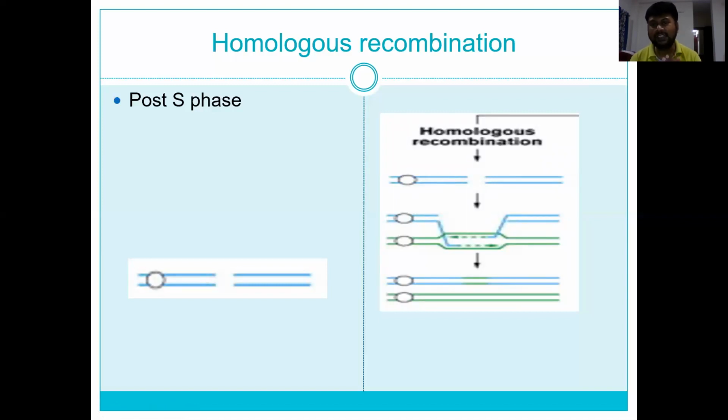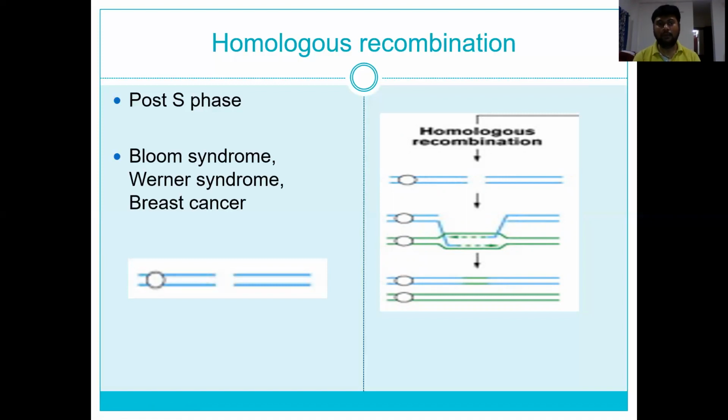Actually, this involves a lot of proteins needed for homologous recombination, but at undergraduate level, if you know just the overall idea, that much is enough. But what you should know is that when this is defective, it can lead to disorders like Bloom syndrome and Werner's syndrome, and it can also increase the susceptibility to breast cancer. So that's it about homologous recombination.